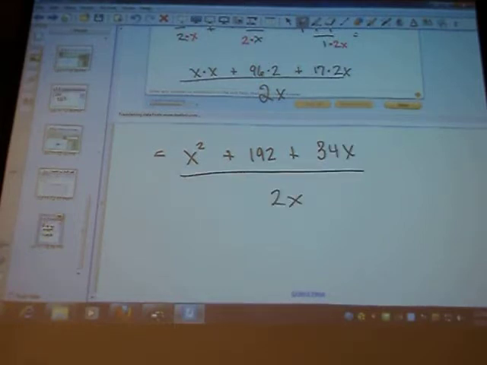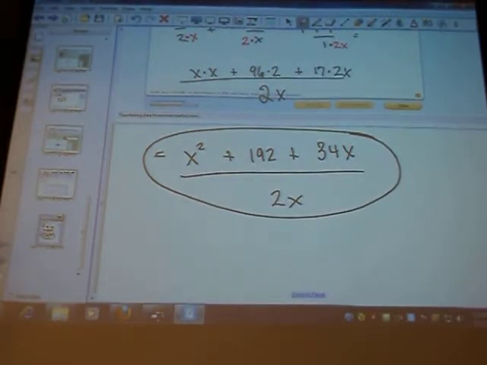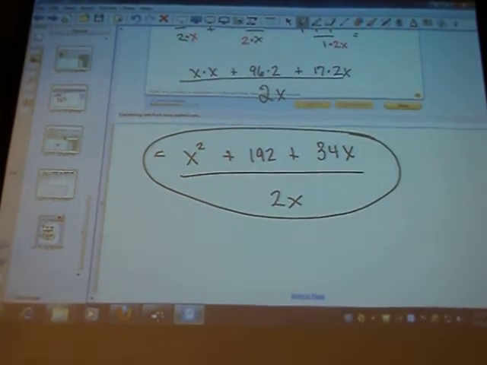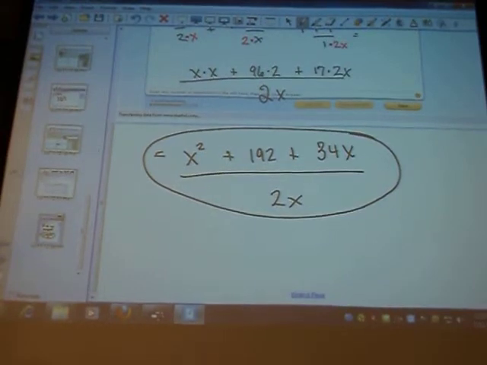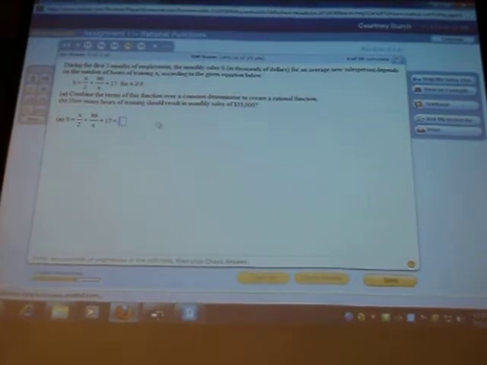That looks familiar. That's what they are looking for in the first part. They're just looking for you to combine it into one rational function over one denominator. So that right there is the answer for the first part. Now when they write the answer, they would switch the order on top, like plus 34x plus 192. That really doesn't matter. They'll accept it either way, but you don't have to do that unless you want to.